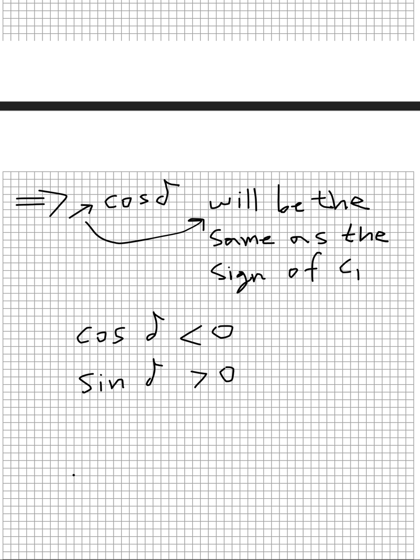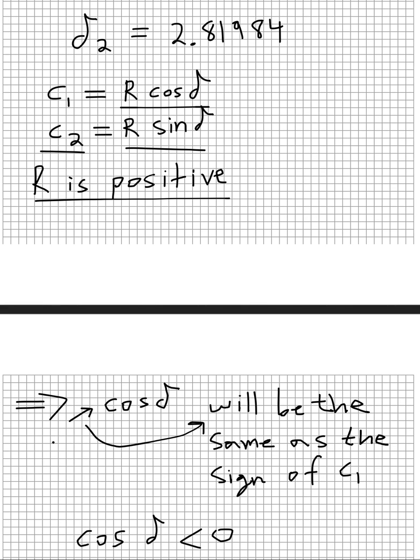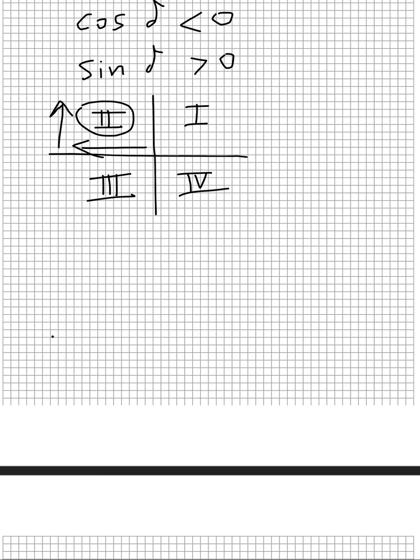If that is the case, negative values of cosine means we go along this way, along this axis, and positive sine means we go up. Normally when we talk about quadrants, we say this is the first one, this is the second, this is the third, and this is the fourth. So we're looking for a value of delta that puts us in the second quadrant because of this observation. We would select the delta value that puts us in the second quadrant. That would be delta 2, which is the value where we added pi. This gave us 2.81984.